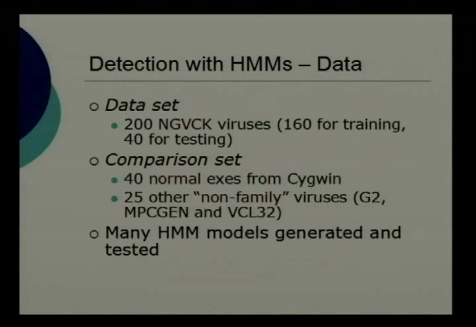So this is how we do it. We generated a lot of these NGVCK viruses. We used 200 of them. To train a model, we use 160 of them, and we keep 40, which are not used at all in the training, to test whether the trained model can classify these 40 programs correctly. Also, we want to know whether the model can distinguish a normal program from these NGVCK viruses. So we have 40 other executables from Cygwin, and we also tested 25 other non-family viruses, which are the viruses we used in the similarity tests.